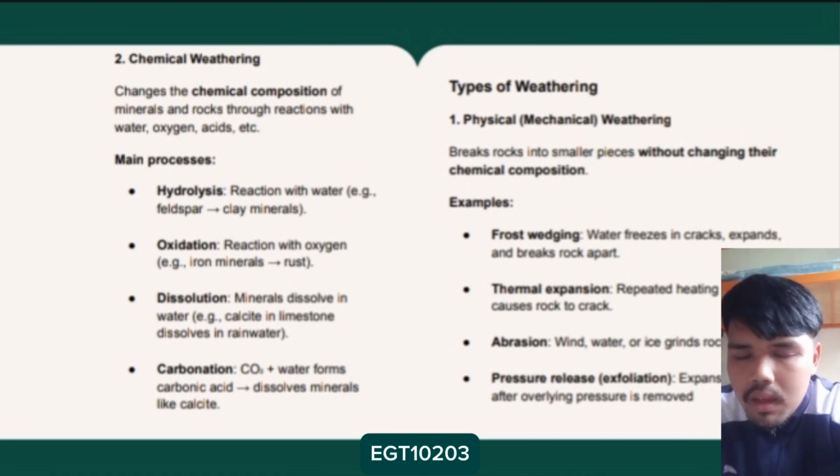Next, physical or mechanical weathering breaks rocks into smaller pieces without changing their chemical composition. For example, frost wedging. Frost wedging is when water freezes in cracks, expands, and breaks rock apart. The second one is thermal expansion. Repeated heating and cooling causes rock to crack.